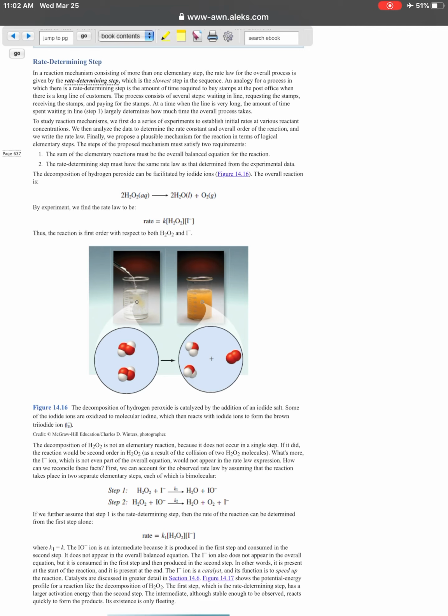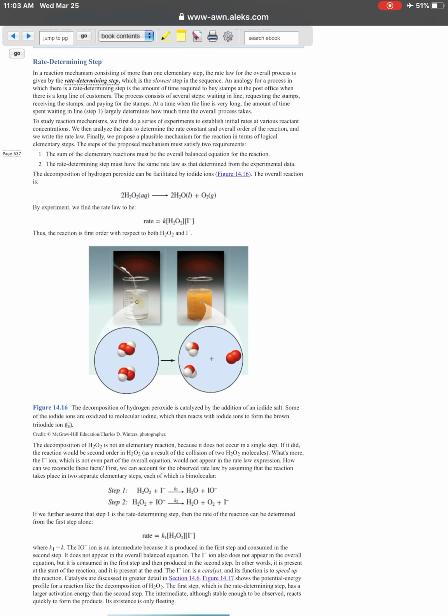The process consists of several steps: waiting in line, requesting the stamps, receiving the stamps, paying for the stamps. At a time when the line is very long, the amount of time spent waiting in line, step 1, largely determines how much time the overall process takes.